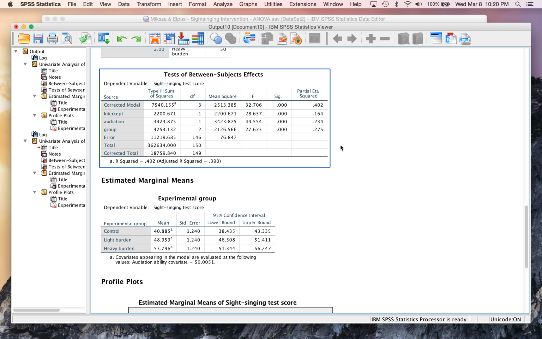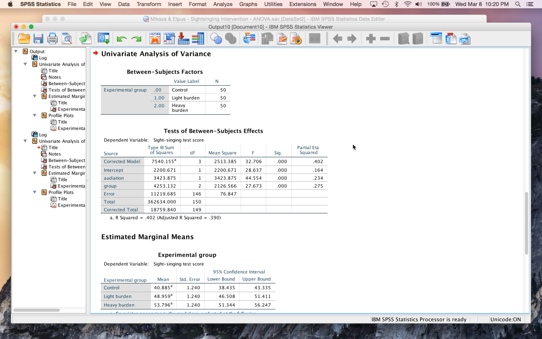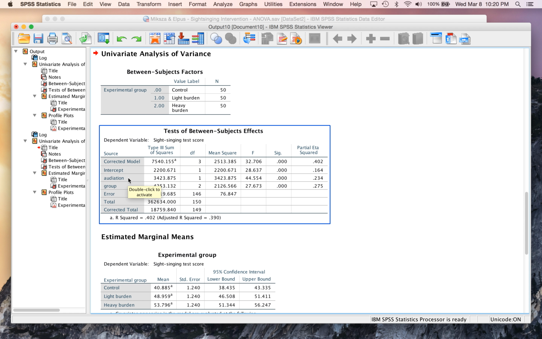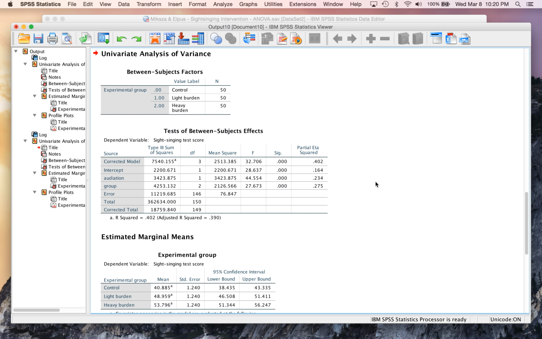But we do see an effect in our model here of a reduction in error and an increase in the variation explained by our grouping factor, which is telling us that the addition of our covariate of audiation has increased the precision and power of our test here. Precision, I should say, more specifically.